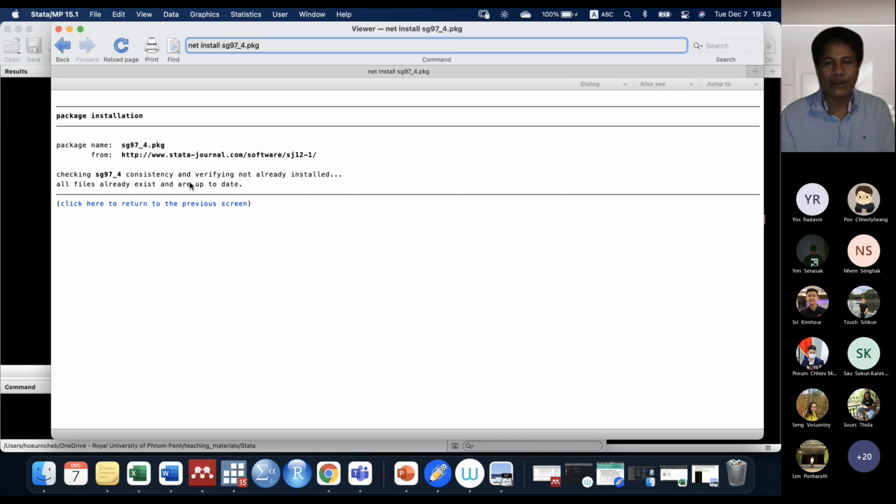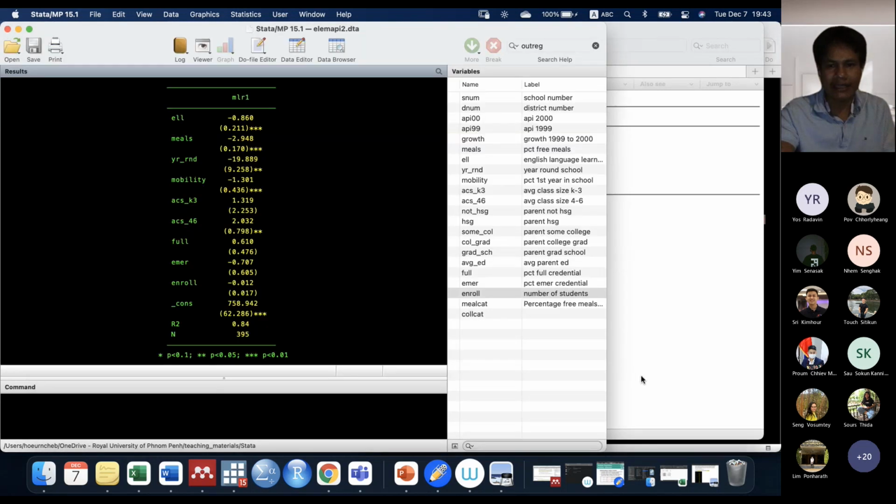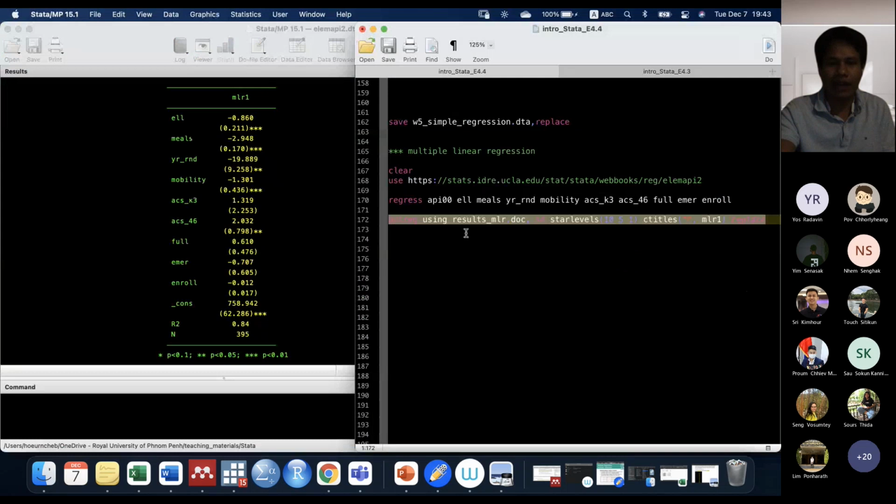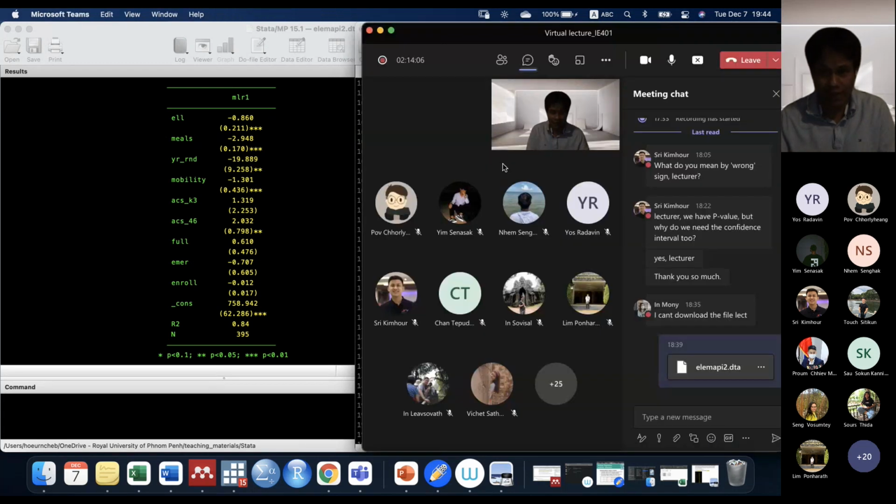After you are done, run the command again. Run the command Outreach again. Now it works. Right, good. So you already successfully installed the Outreach command. Anyone have any problem with running Outreach? Guys, this is very important. It saves a lot of time.